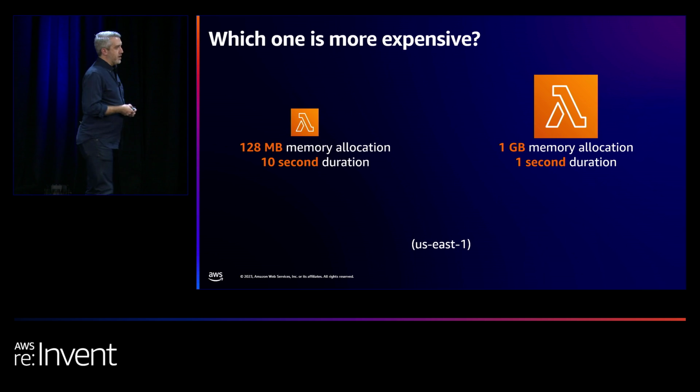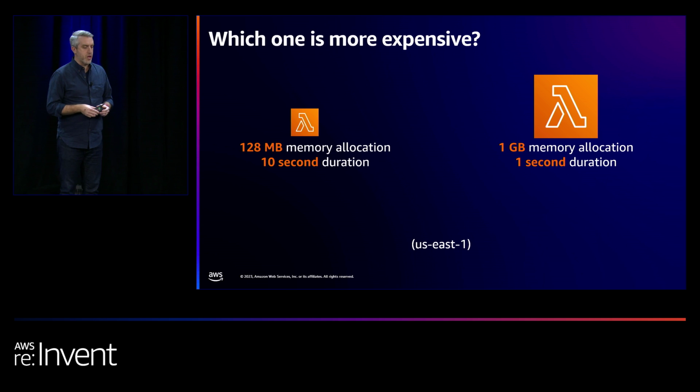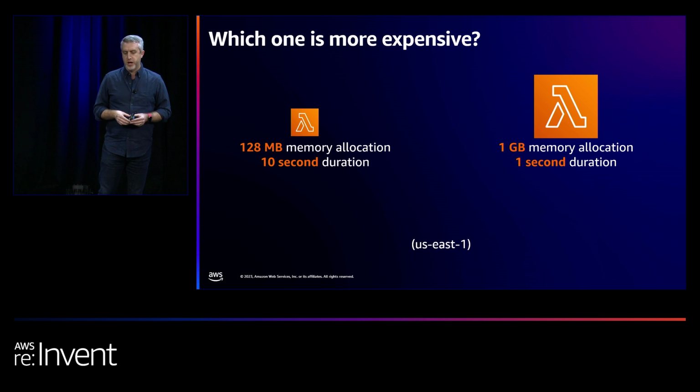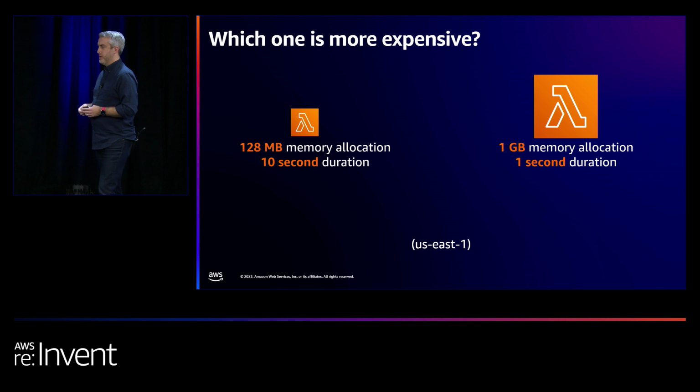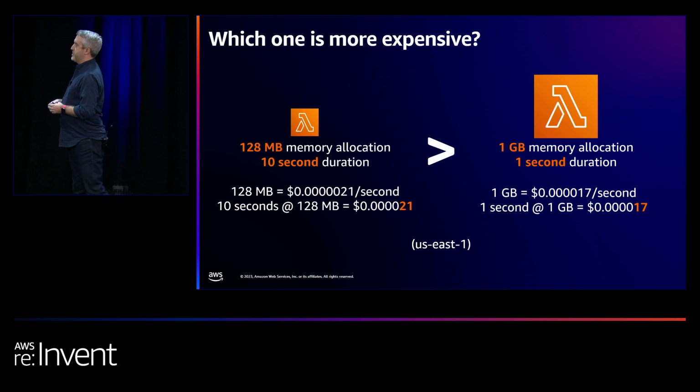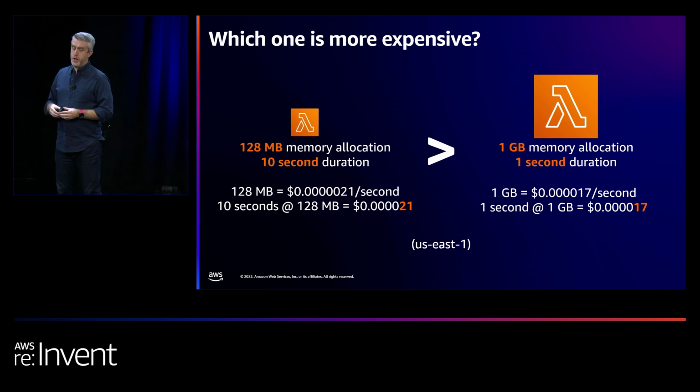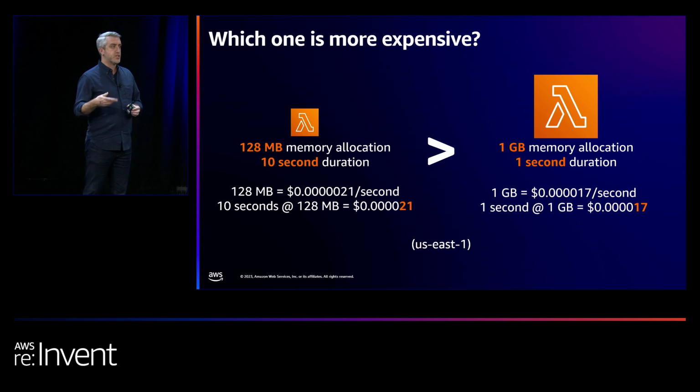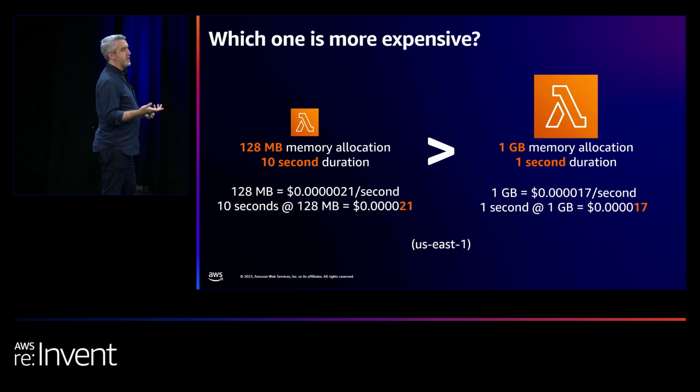Now, how about this one here? I have a function that's configured for 128 megabytes. It runs for 10 seconds. And then I have a function configured for 1 gigabyte, and it runs for 1 second. The answer in this case is that the one that has 1 gigabyte configured is the lower cost one, right? So why is this happening?